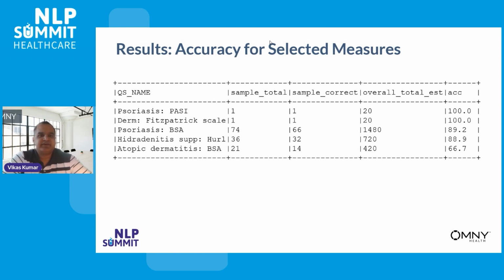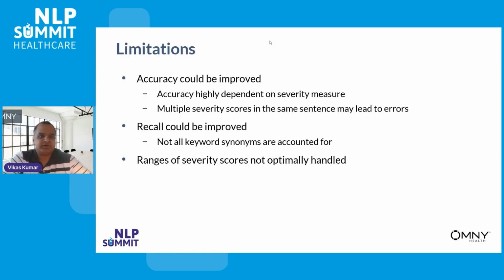Okay, so on the next slide, we have some limitations of our work. And there certainly are some limitations. The accuracy could be improved. As we saw in the previous slide, the accuracy is highly dependent on the severity measure, and multiple severity scores in the same sentence may lead to some errors, which is what we observed during our accuracy checks. The recall could also be improved, the yield of how many severity scores we're finding for each measure, as not all keywords can be accounted for using this pipeline.